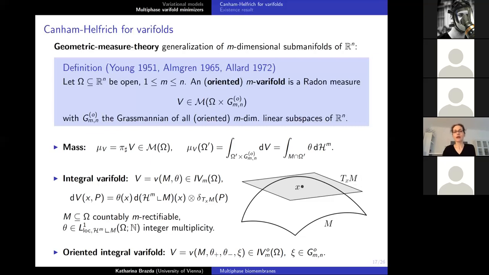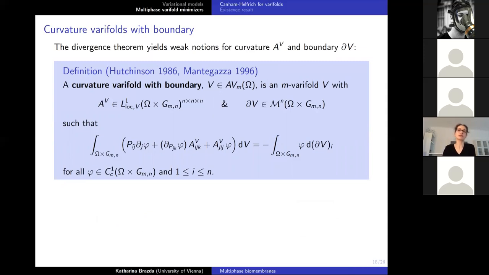Okay, so we want to define Canham-Helfrich, and Canham-Helfrich needs curvature. So curvature has also been defined for varifolds. We have a notion by Hutchinson and by Mantegazza, where Mantegazza generalizes the notion of curvature to the presence of a boundary. So we define a curvature varifold with boundary as a varifold where, in addition, we have curvature functions that are L1 loc and vector valued Radon measures that are the generalized boundary, such that this generalized divergence theorem holds.